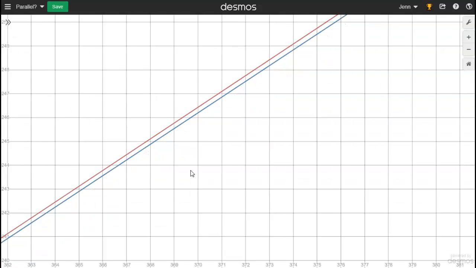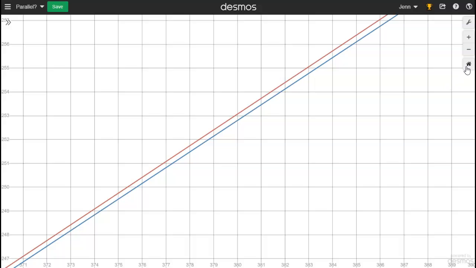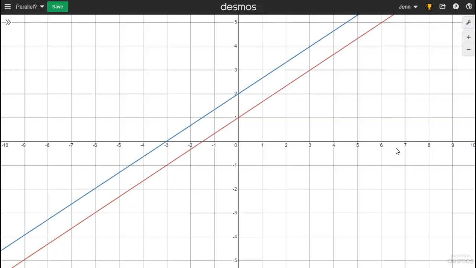Now wait a second. Didn't we say these were parallel? We looked way back at the beginning. Those definitely looked parallel to us. How did they end up intersecting? Well, the answer here is that the slope is very, very slightly different. It's so slight that our eye can't see it.